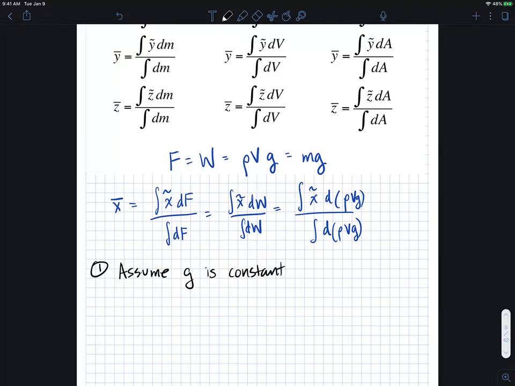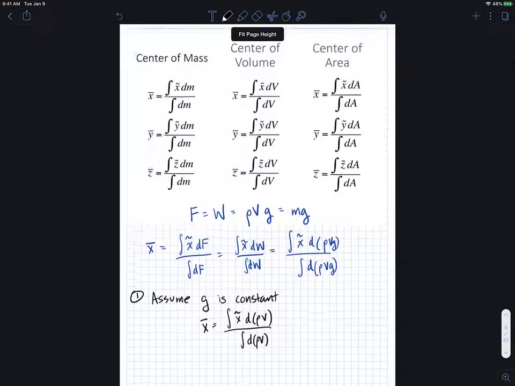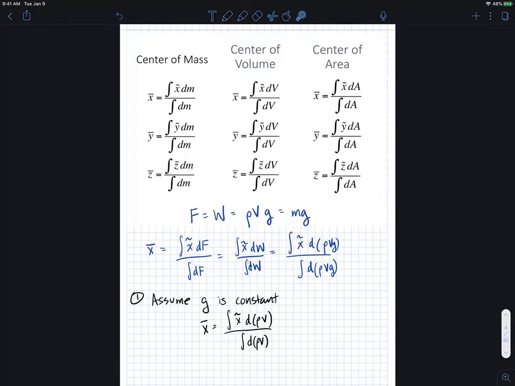So what does that mean in terms of the integral? It means g is going to come out. If we take the g out of this equation, on the top and the bottom, this equation simplifies to x bar equals the integral of little x d(rho v) over the integral d(rho v). And that's where we're now getting towards something that looks more like the center of volume equations that we see up above.